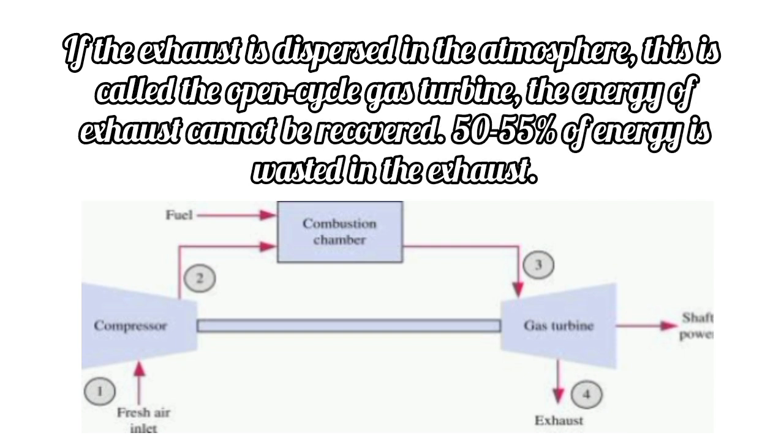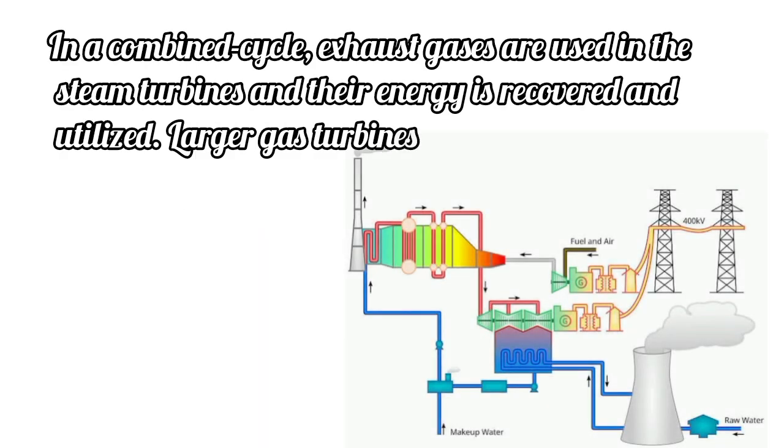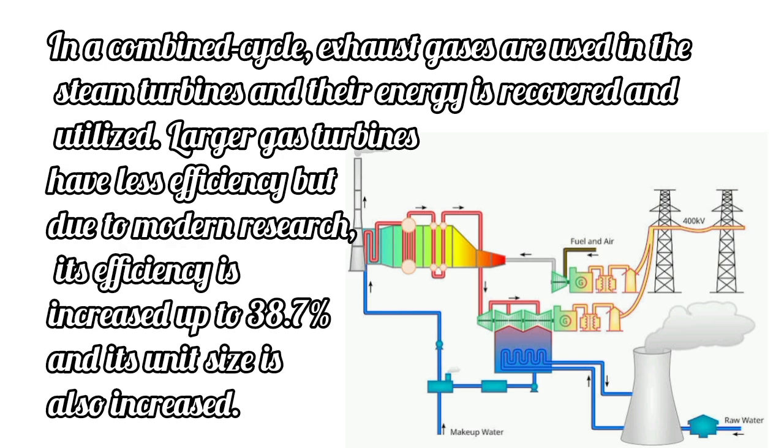The energy of exhaust cannot be recovered. 50 to 55% of energy is wasted in the exhaust. Combined cycle gas power plant. In a combined cycle, exhaust gases are used in the steam turbines and their energy is recovered and utilized.